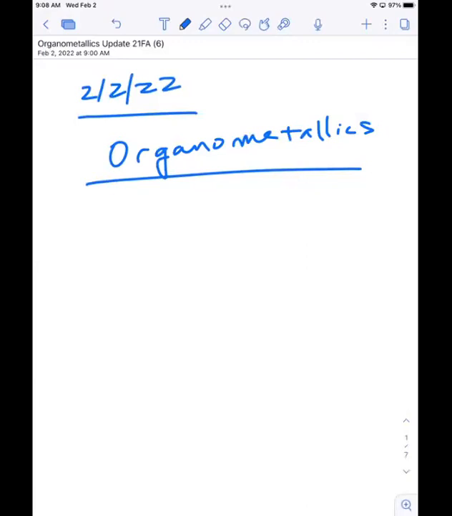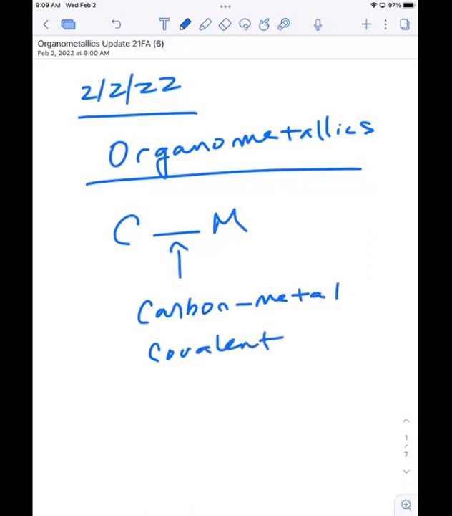So what an organometallic is, it is a species that has a carbon metal covalent bond. And you might ask, what does this have to do with alkyl halides? Well, alkyl halides are one of the main precursors to the synthesis of organometallics.